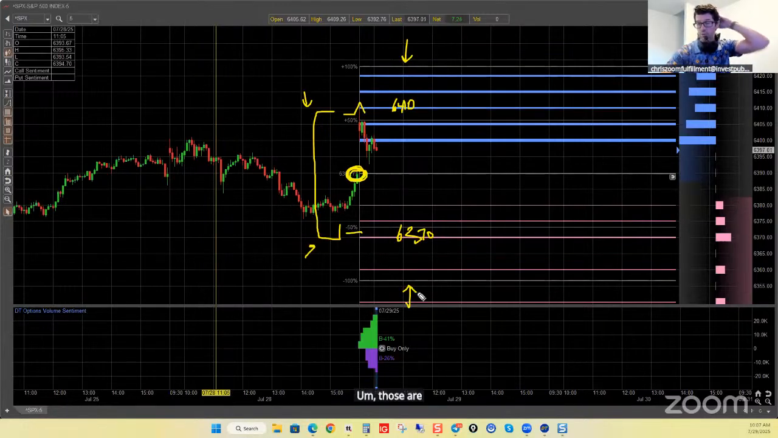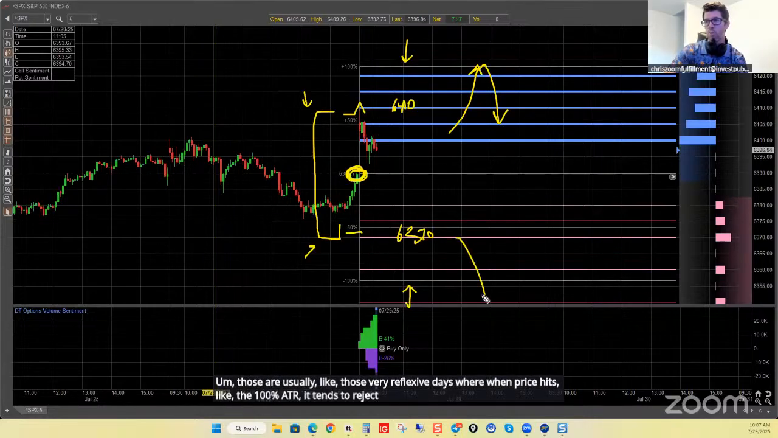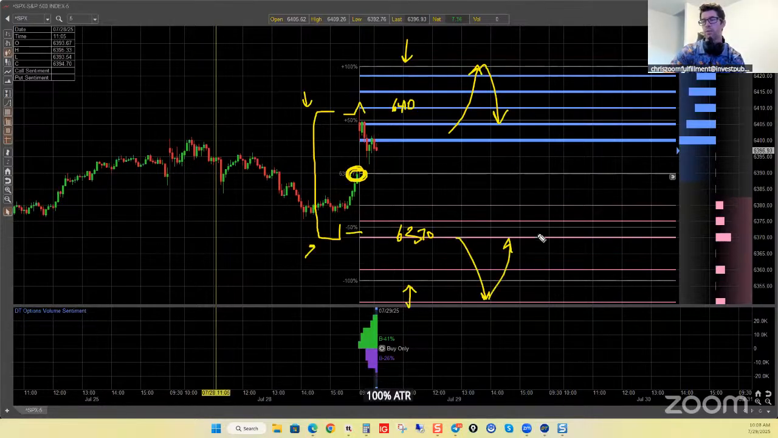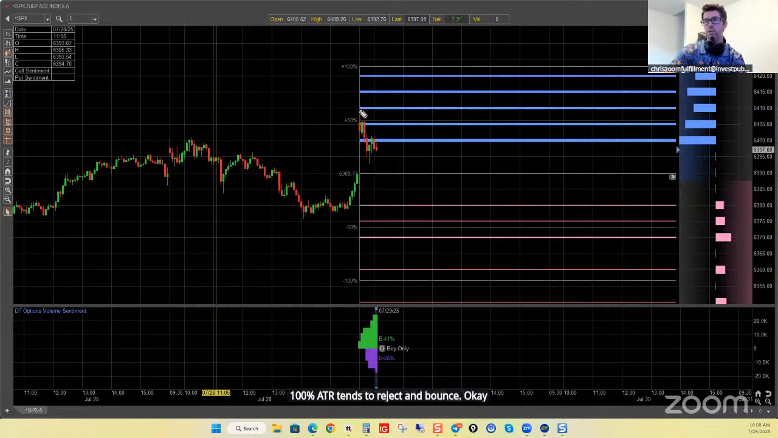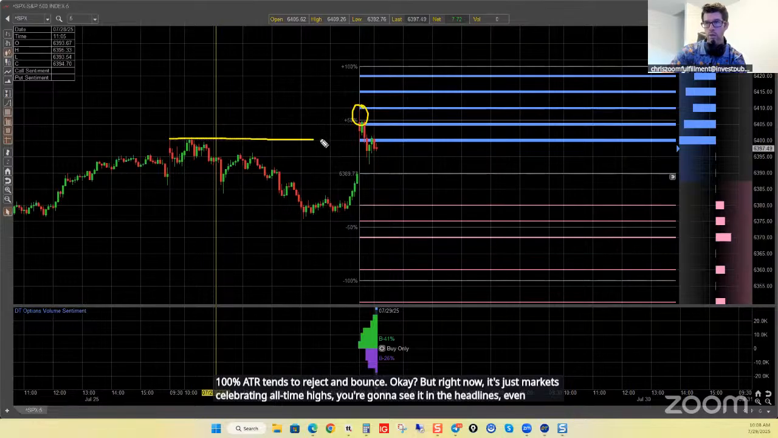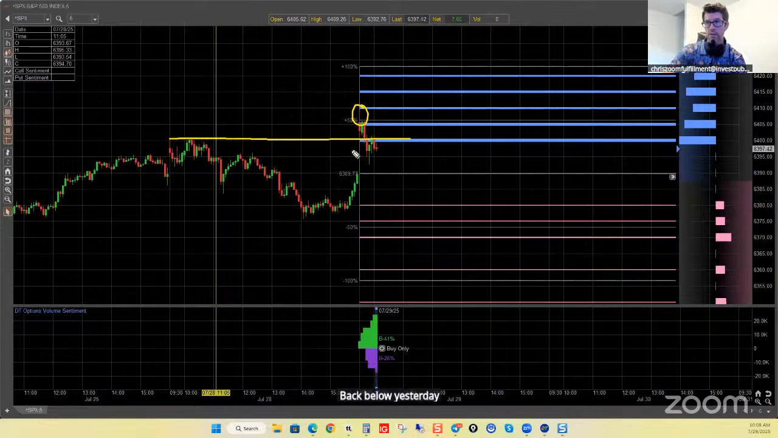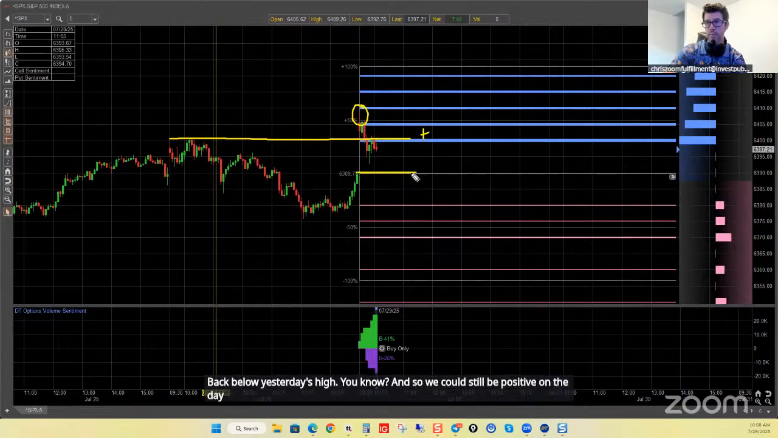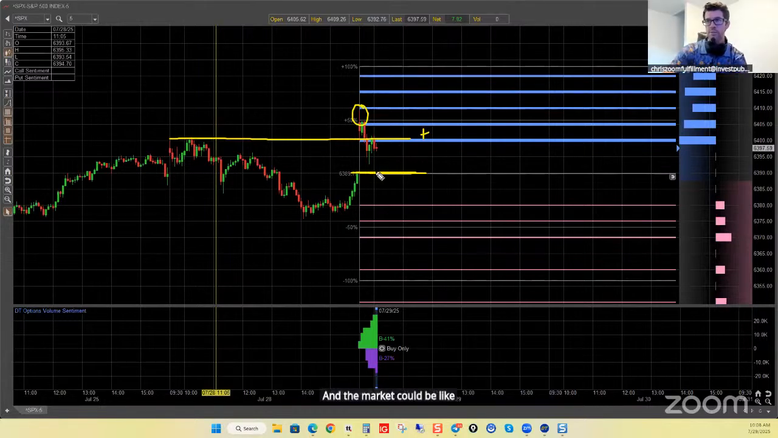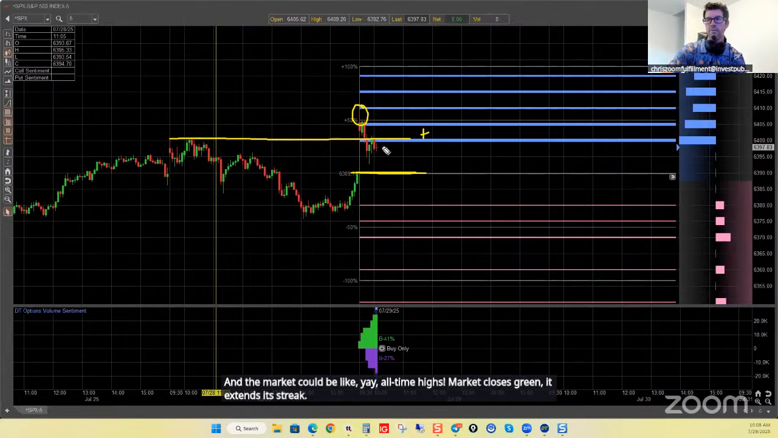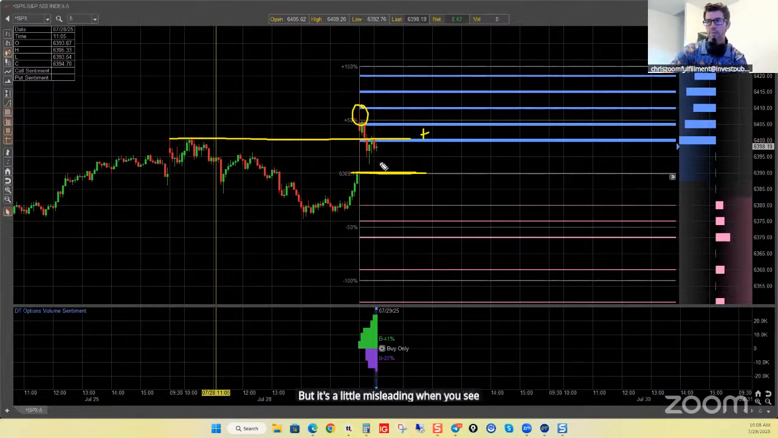Those are usually those very reflexive days where, when price hits the 100% ATR, it tends to reject and bounce. But right now it's just markets celebrating all-time highs. You're going to see it in the headlines, even though we are back below yesterday's high. We could still be positive on the day as long as we're not coming back below this gap, and the market could be like, yay, all-time highs. Market closes green, it extends its streak, but it's a little misleading when you see this stuff, right?